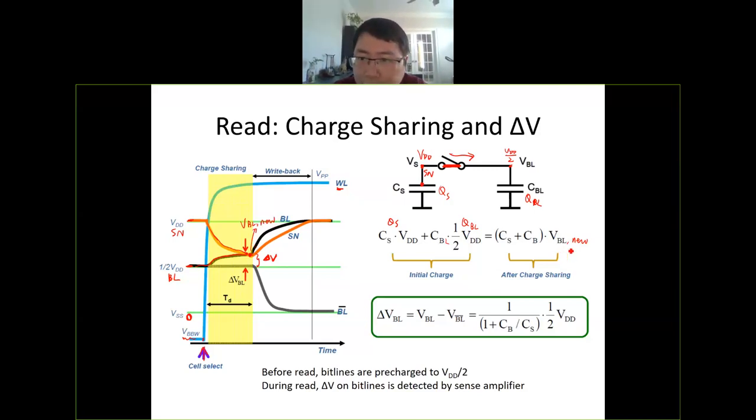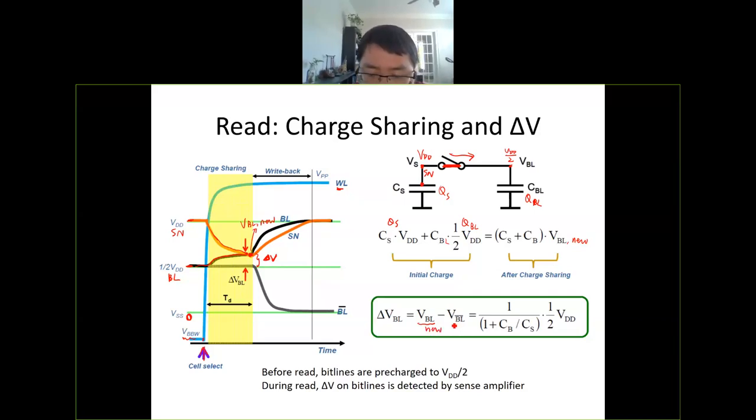And you can solve for this VBL new. So you just move the CS plus CB to the left-hand side. You can solve for the VBL new. In this process, you can have this equation because the charge is conserved, right? Charge will not be lost. So you can have this equation before and after you turn on the WL. So you can solve for the VBL new. And then that will be this voltage, VBL new.